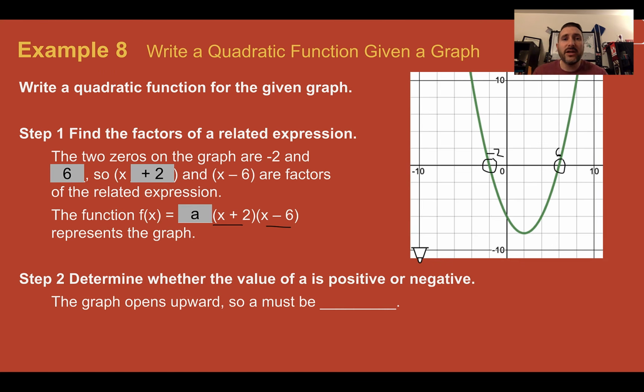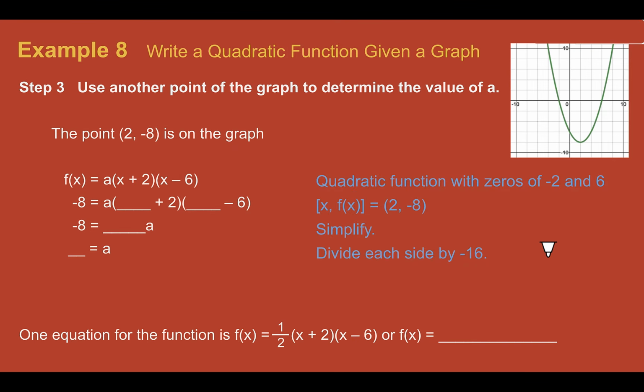So next, let's figure out if a is going to be positive or negative. Well, this graph opens going up. So it has a minimum, it's opening upward, a must be positive. And then finally, we're going to use another point on the graph to determine the value of a. So we can see here we have our vertex at 2, negative 8, or if we wanted, we could probably use this y-intercept at 0, negative 6. Either way, it would work.